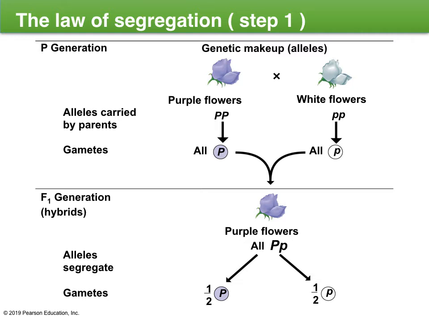Now, for that F1 hybrid, it could yield one of two different alleles in its gametes, right? Because now it's carrying one of each. So each gamete is, again, going to have one copy, because you're going to fuse it with the other and go back to the state of two copies. It could either be the dominant allele or the recessive allele.